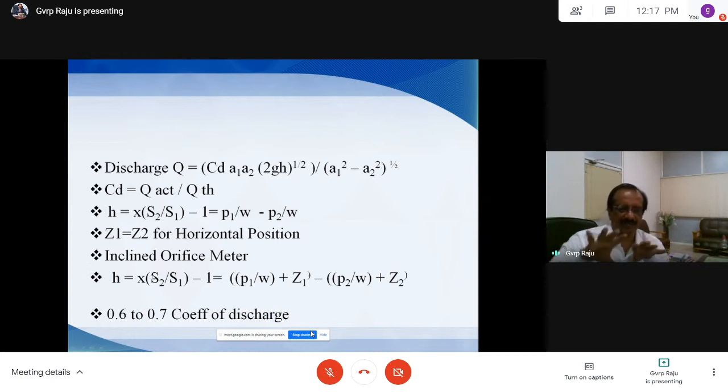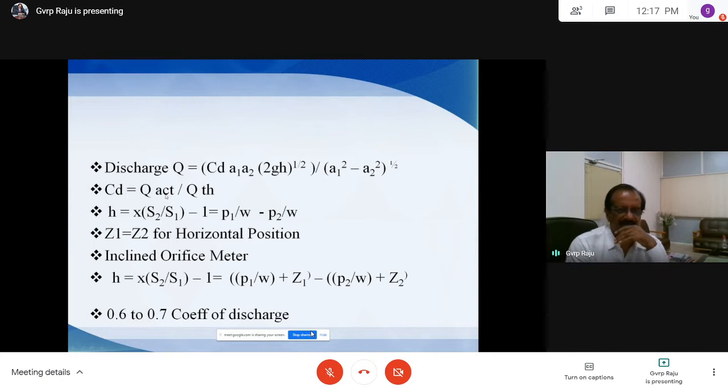When the orifice meter is connected to a vertical pipe or inclined pipe, this is the piezometric head for point 1, which is pressure head plus datum head at point 1. Pressure head plus datum head at point 2. The piezometric head at point 1 minus the piezometric head at point 2 is also equal to H, which is equal to x into (S_m/S_l minus 1).